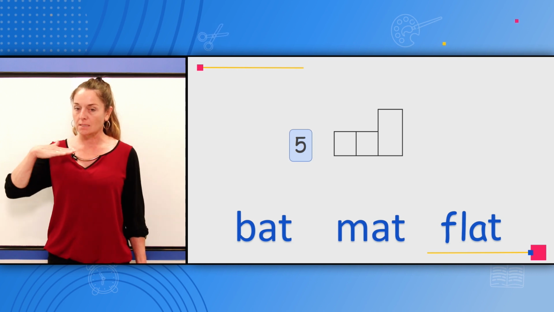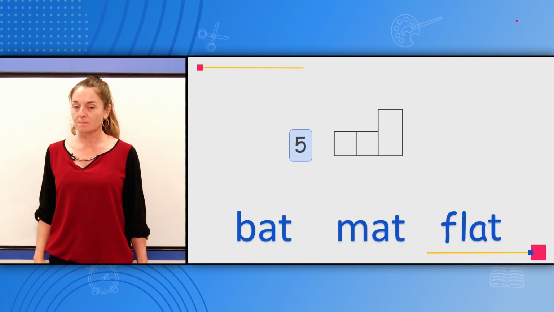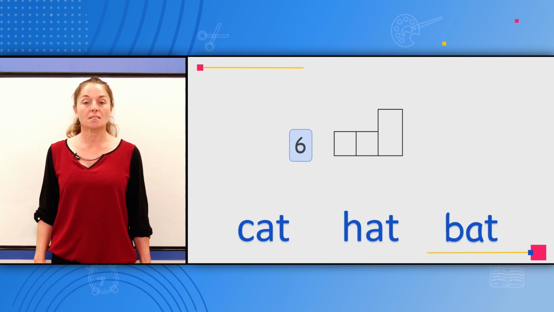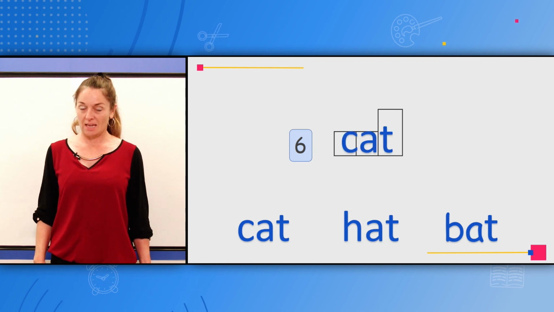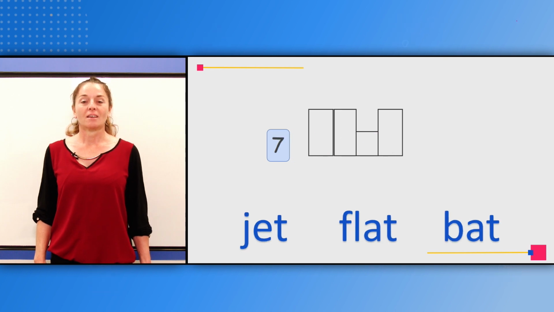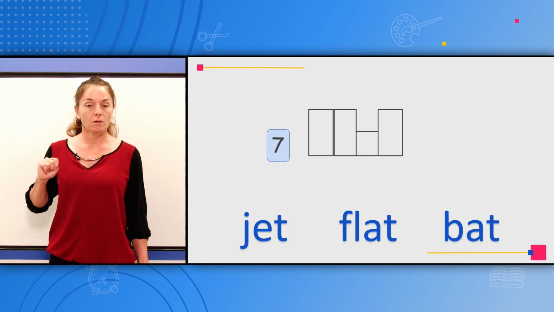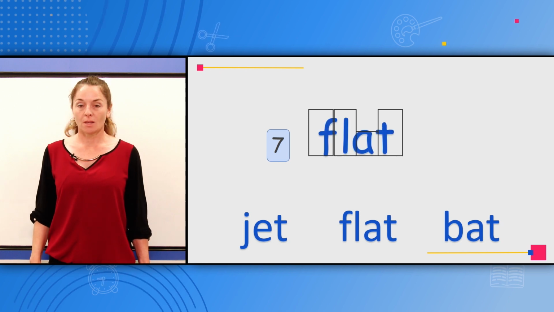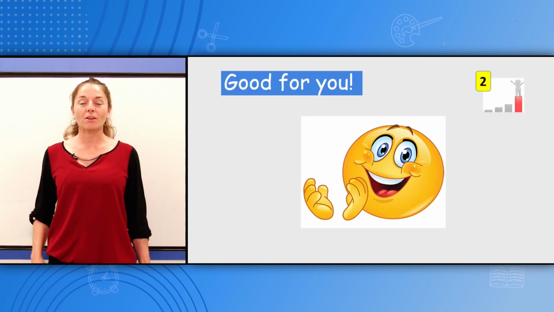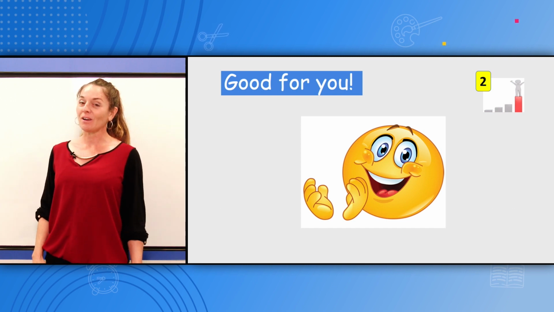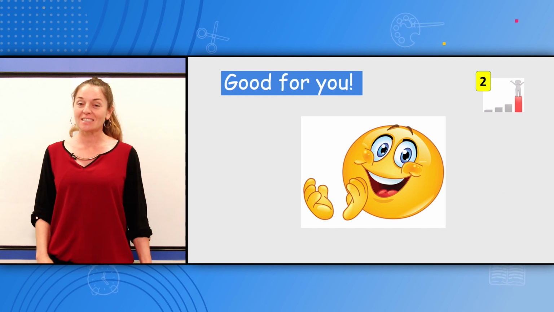5, base, base, up. Yes, mat is there. 6. Again. Cat. 7. Four letters. 1, 2, 3, 4. Pay attention. Only flat. Super! You finished the second stage. Yay! Let's move on. Now you can read sentences.